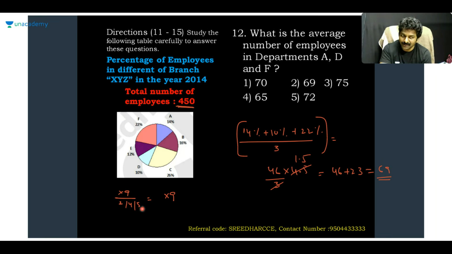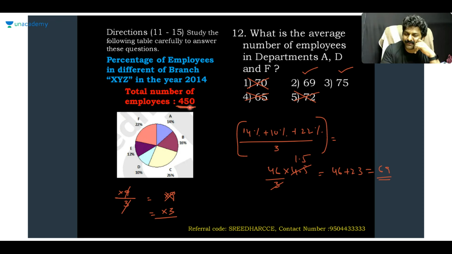But now you're asked to calculate average for how many departments? 3 departments. So the 3 multiple gets cancelled. So your answer cannot be a multiple of 9. It should be only a multiple of 3. First cannot be your answer. Second may be your answer. Third may be your answer. Fourth cannot be your answer. Fifth cannot be an answer, because the fifth option is a multiple of 9. You'll not get a multiple of 9. You'll get only a multiple of 3.